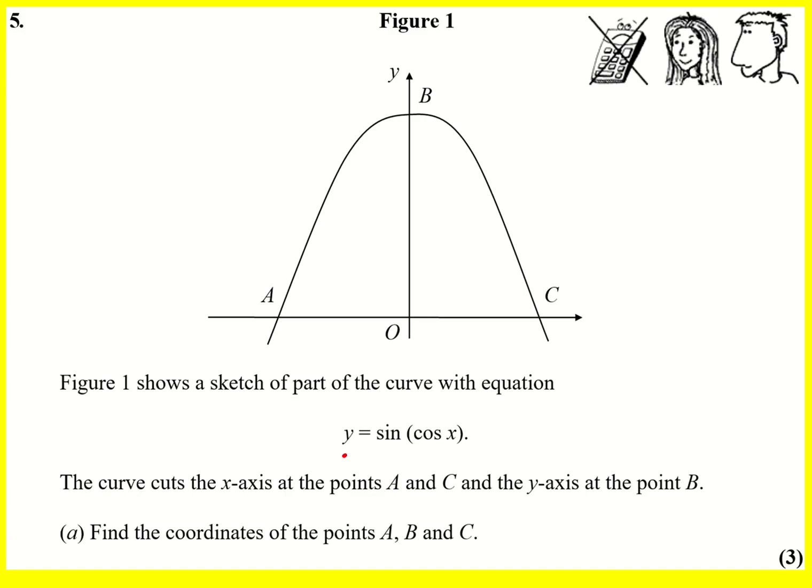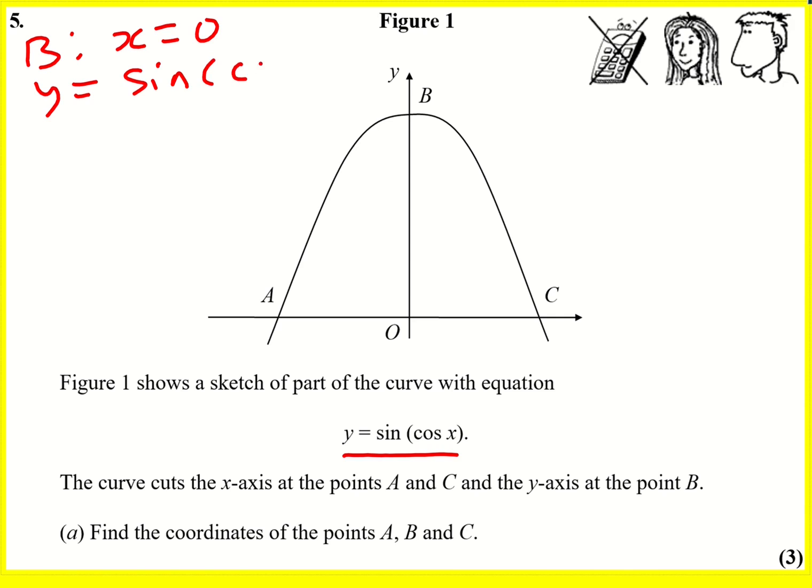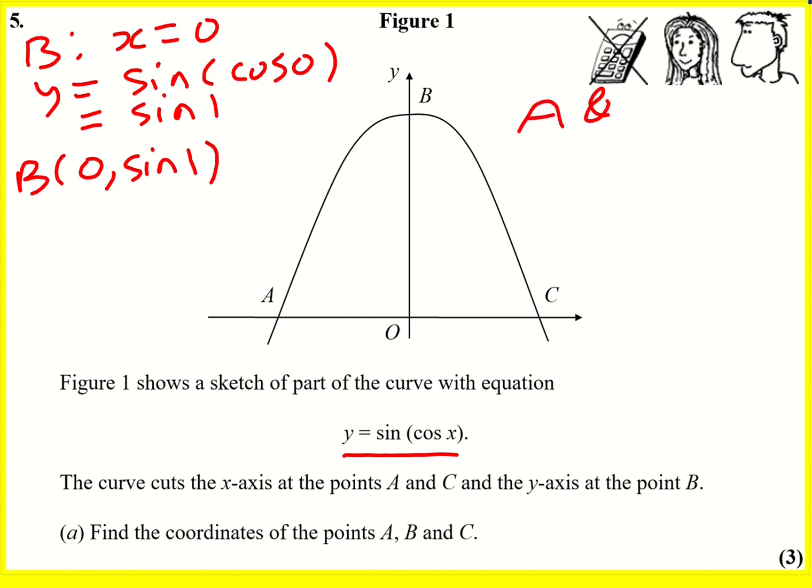We have an interesting curve here, y equals sine of cos x, and we've got a sketch of it. We're asked to find a, c, and b. So let me deal with b to start with. That is going to be when x is 0, so y will equal sine cos of 0. Cos of 0 is just 1, so it's sine 1. So b will be 0, sine 1.